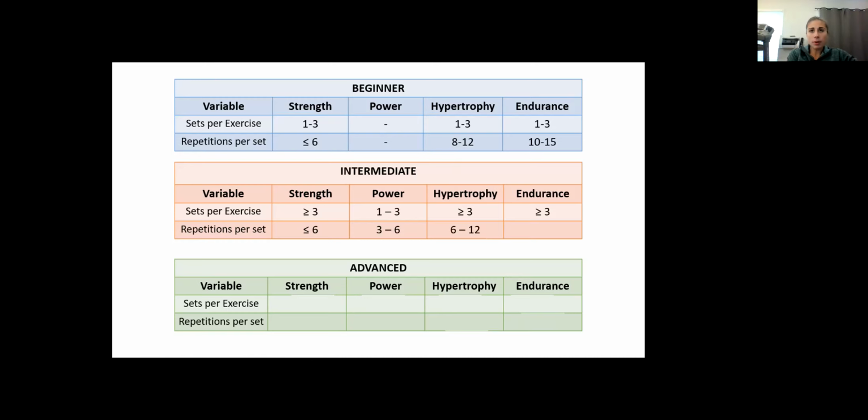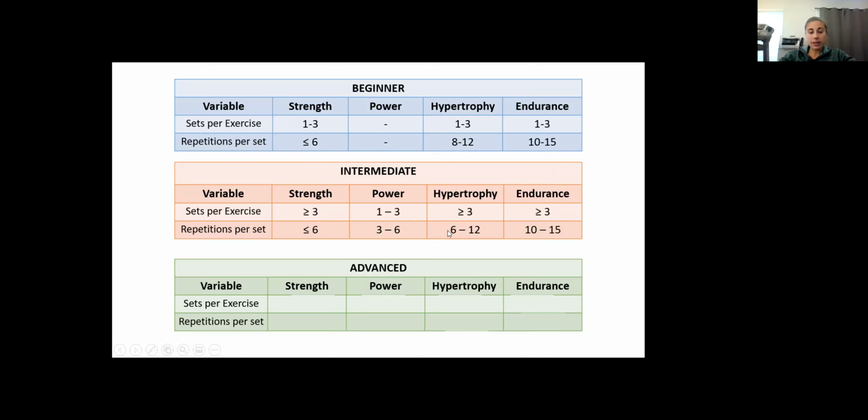Okay. And what about endurance? What are the recommended rep ranges for intermediate for muscular endurance? So it's actually the same as beginner. It is also 10 to 15. So you'll see it's the same for both beginner and intermediate for endurance rep ranges. The only one that's different is hypertrophy. So it goes from 8 to 12 to 6 to 12.